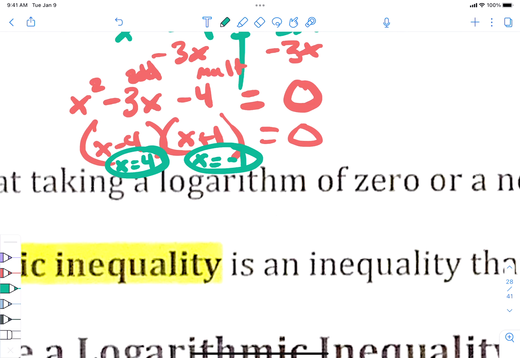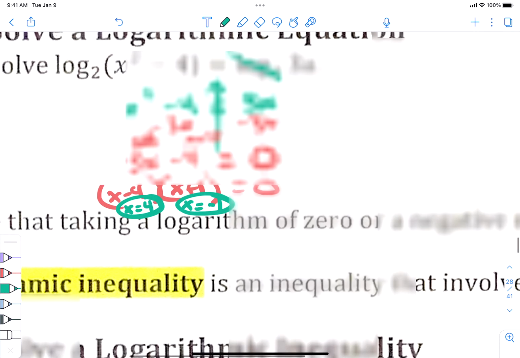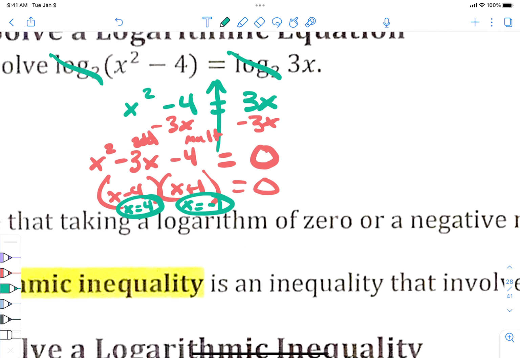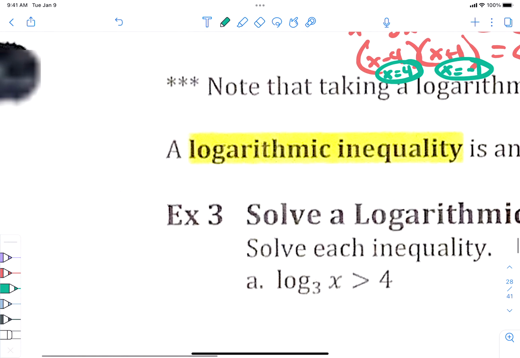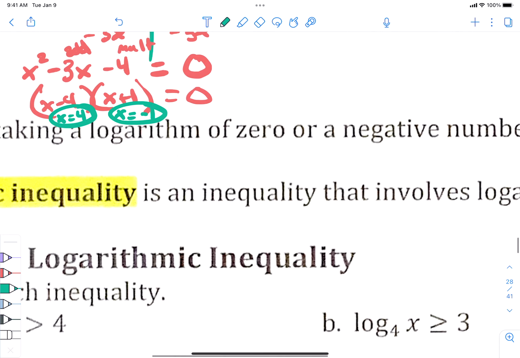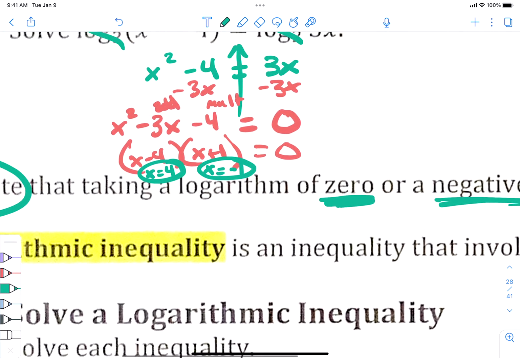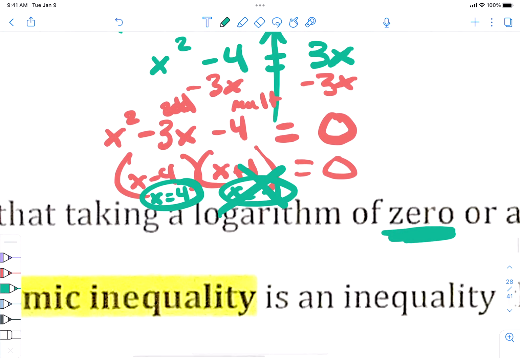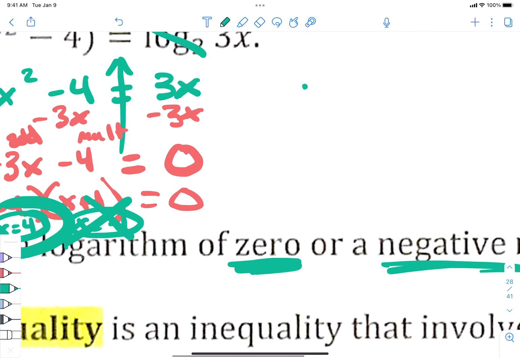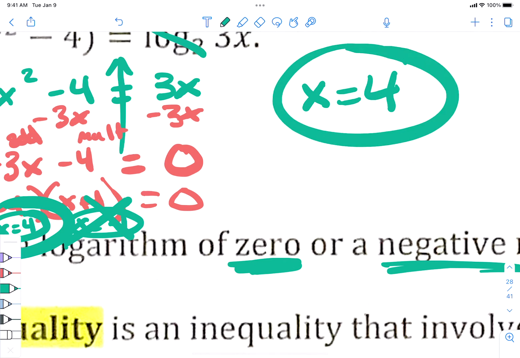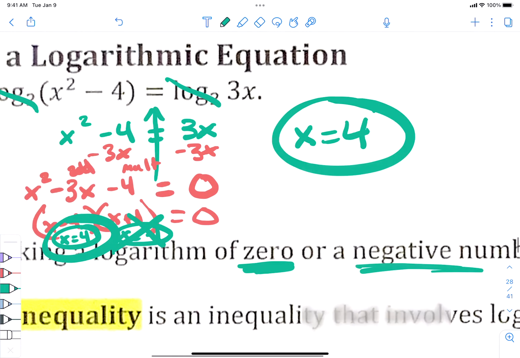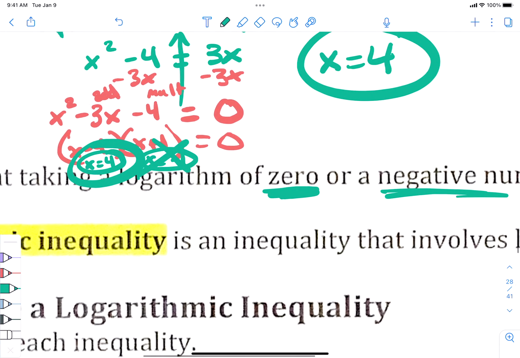Beautiful. Okay, x equals 4, x equals negative 1, except there's a little note right here that says, note, taking log of 0 or a negative number yields no solution. So the only answer that I have is x equals 4. That's the only solution that I have. We're going to talk about exceptions to that rule in a little bit. So x equals 4 for now.